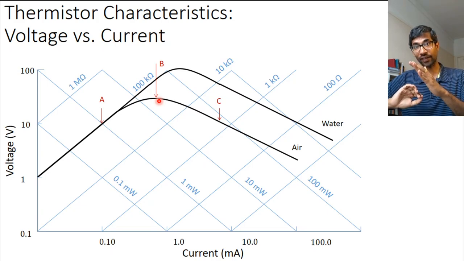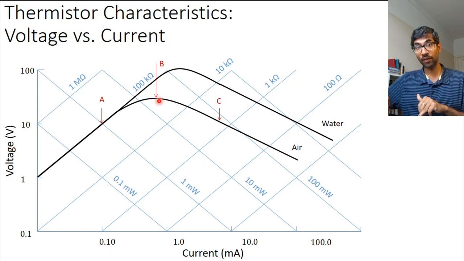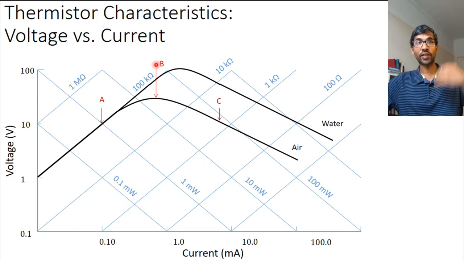We reach a point B, after which, even though we increase the current, what do you expect? You expect the voltage to also increase, right? Because I times R is V. But now the increase in current increases the temperature of your thermistor so much that its resistance goes down, and therefore the voltage doesn't go up but starts going down. So B is the peak voltage that you can get.